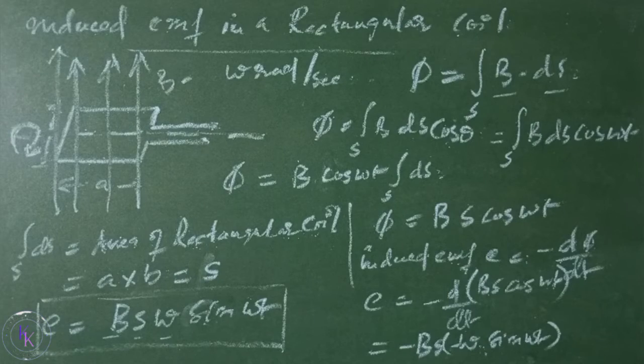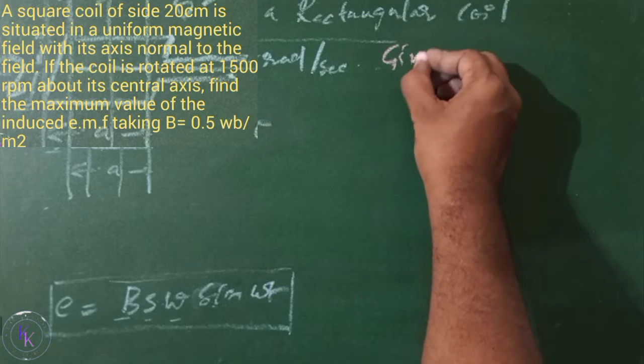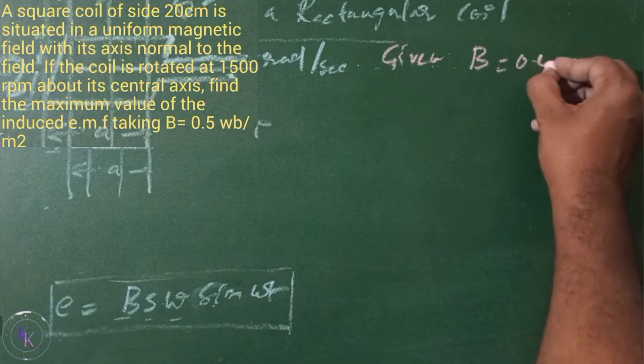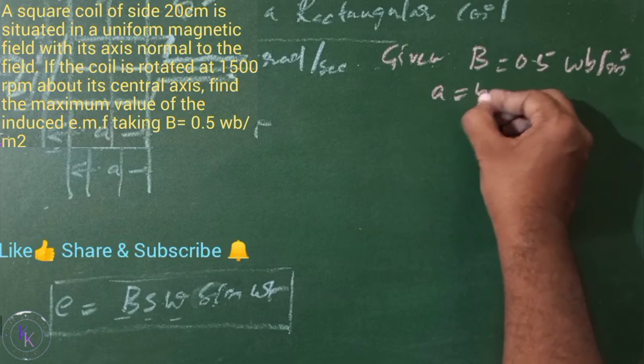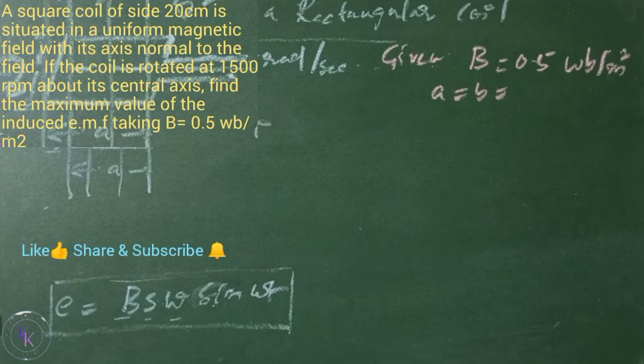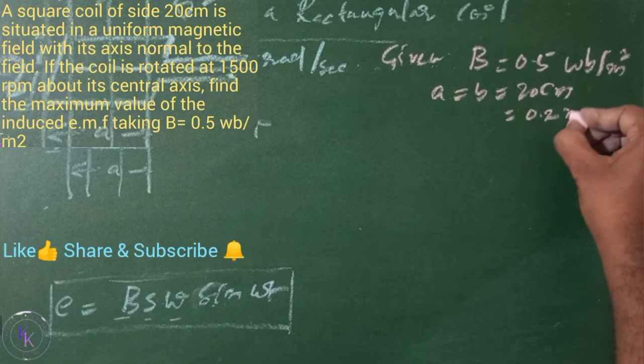Let us solve one problem on this. A square coil of side 20 centimeters is situated in a uniform magnetic field with the axis normal to the field. If the coil is rotated at 1500 rpm about its central axis, find the maximum value of the induced EMF, taking B equal to 0.5 Weber per meter square. So given B equals 0.5 Weber per meter square, and the sides A equals B, since it is a square coil, that equals 20 centimeters or 0.2 meters.